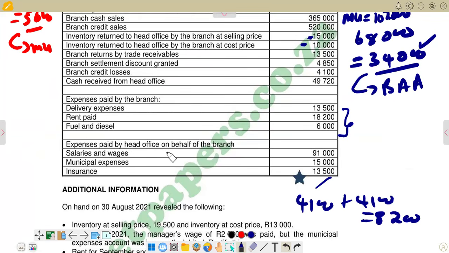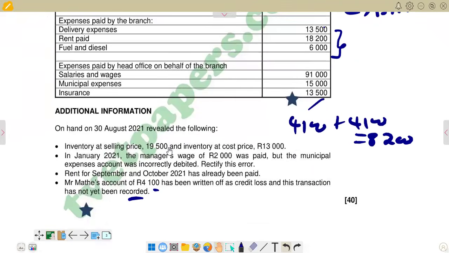So it means we're going to include them in the profit or loss account. So what are we saying? We can go through them one by one. Before we enter them in the profit or loss account, we are supposed to check in the additional information if we've got anything that is affecting that amount. We've got delivered expenses, 13,500. Then we go to additional information to see if there's a prepayment or accrual in terms of these delivered expenses, which is 13,500. You'd see that on delivered expenses, we don't have anything there. So we're going to put it as it is, delivering expenses, 13,500.